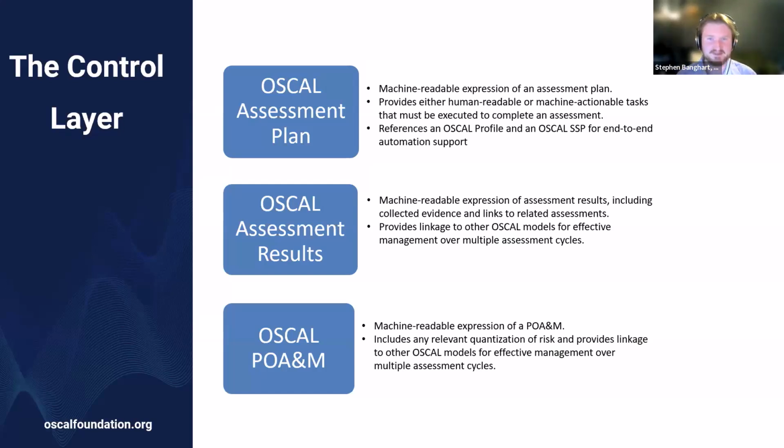Assessment results, in the same vein, is machine-readable expressions of these results. They include any evidence that might have been collected by the auditors and reviewers, and provides links to related assessments and other models. This is particularly important when we're talking about continuous monitoring or assessment cycles. Typically, assessments are not done in a vacuum, and OSCAL understands that reality and provides the information that we need to link to past assessments and to lay the ground for future assessments in a machine-readable way.